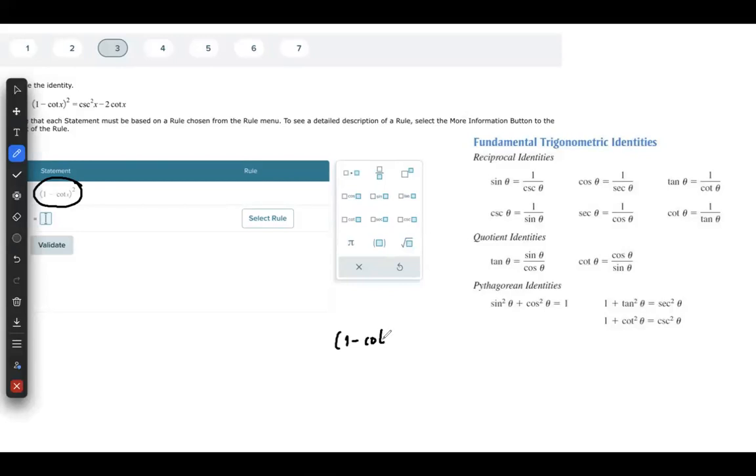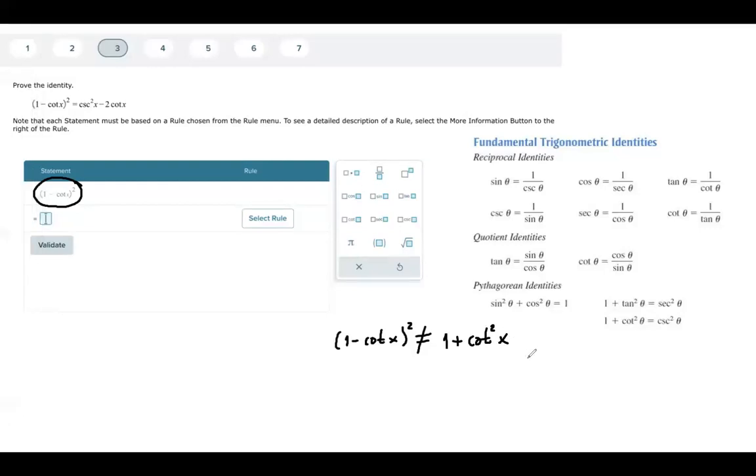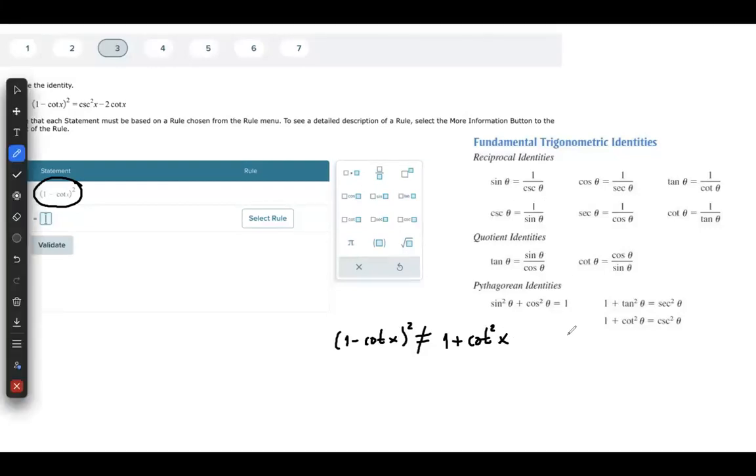minus cotangent of x squared, that is not equal to 1 plus cotangent squared of x. Just be careful with that because sometimes we want to make it a cosecant right away, but that is not how you square a binomial. So just be very careful about that.